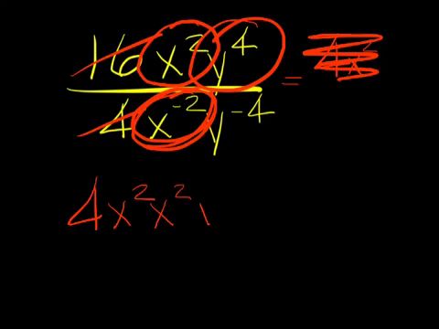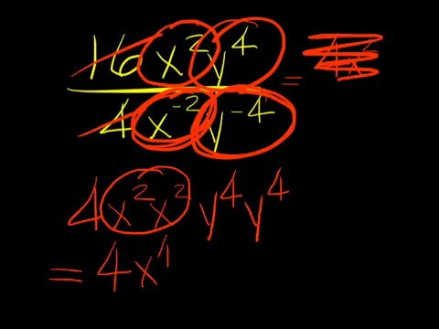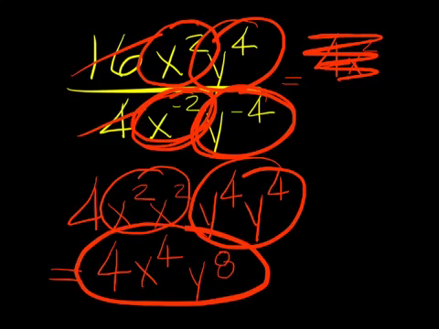You have a y to the fourth on top that stays, but this y to the negative fourth from the bottom goes up and becomes y to the positive fourth. So the 4 stays, and this becomes x to the fourth, and this is y to the 8th.